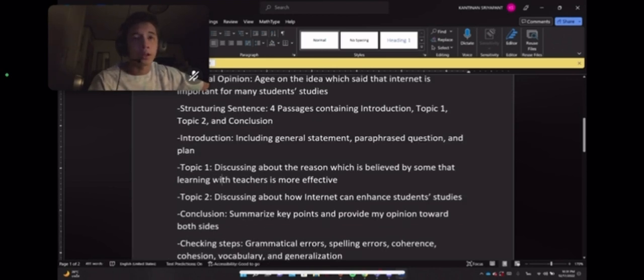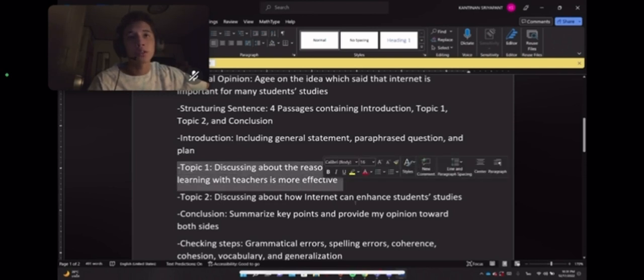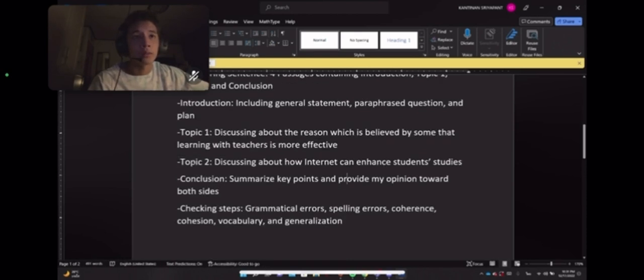So I decided I'm gonna write about the discussion about the reason which is believed by some that learning with teacher is more effective, which is the first point of the discussion. Alright, moving on to the next point, topic 2, which is the point which I'm gonna discuss about how internet can enhance student studies, and that is the second point of the discussion.